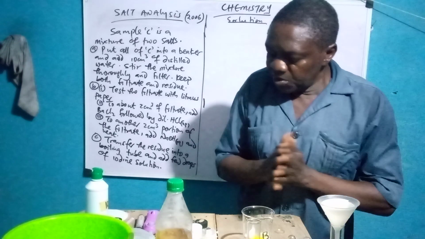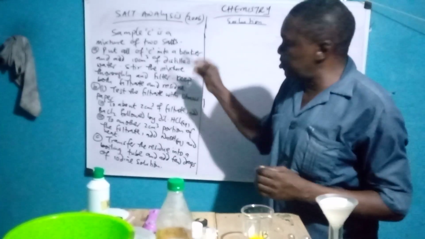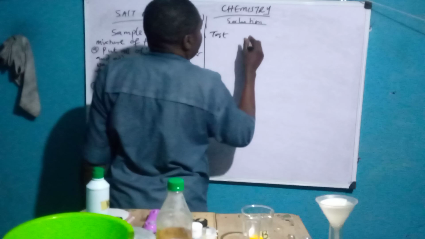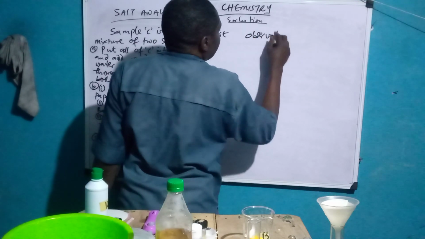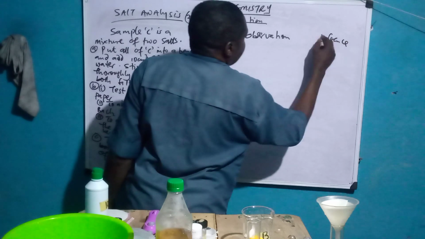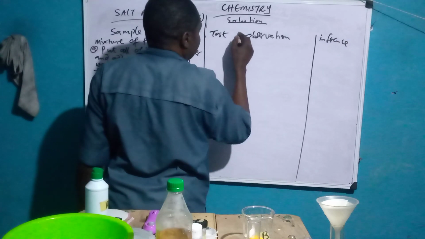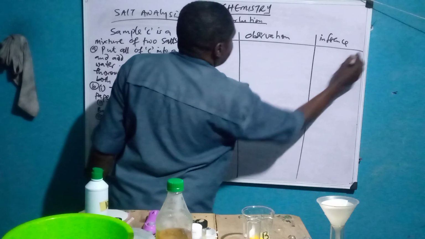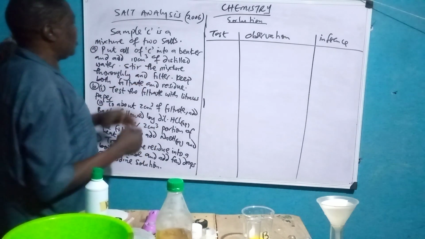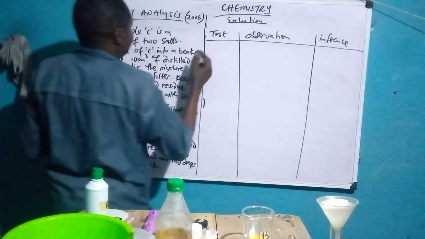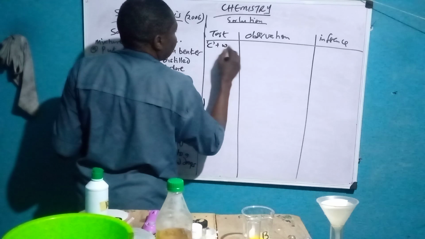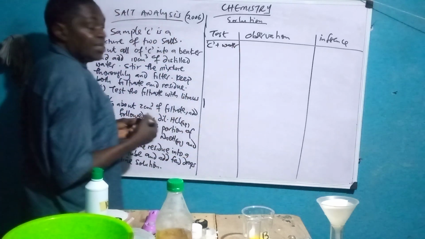As it drains, you draw your table. Say test, observation, inference. You can say inference or result; either of them is correct. So, put all of C into a boiling tube and add 10 cm³ of distilled water. What you now do, you say C plus water. If you like, put the same thing.